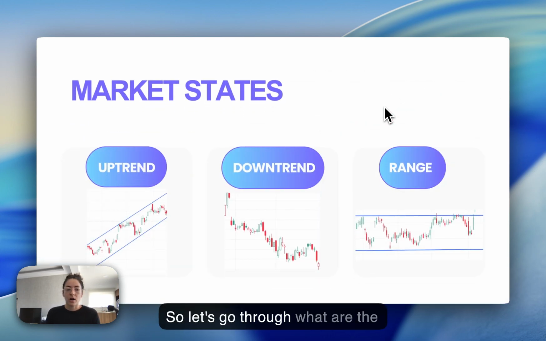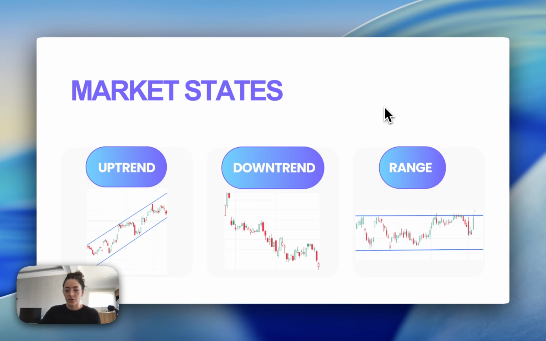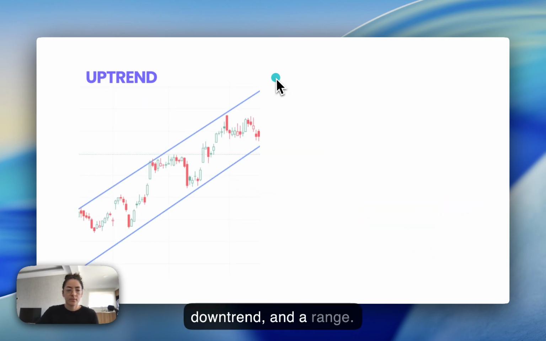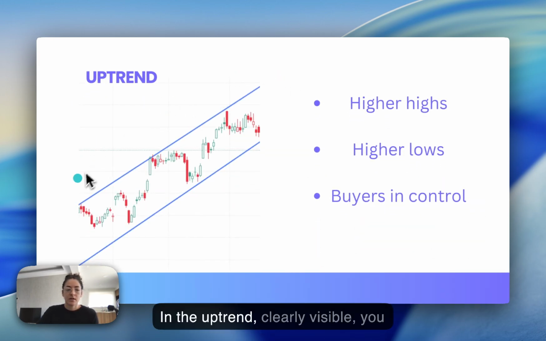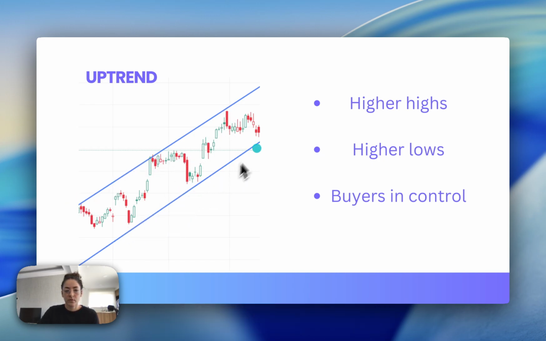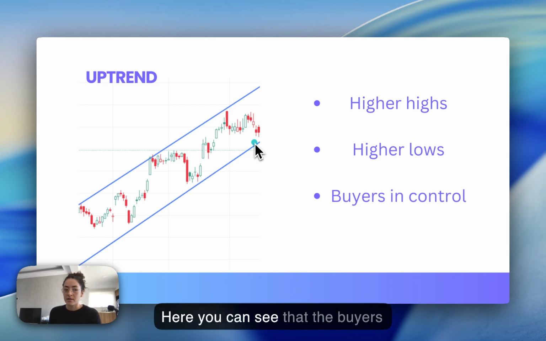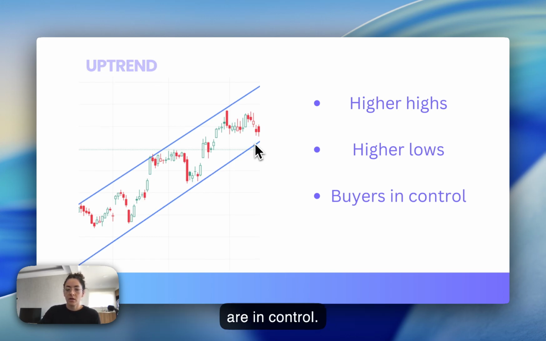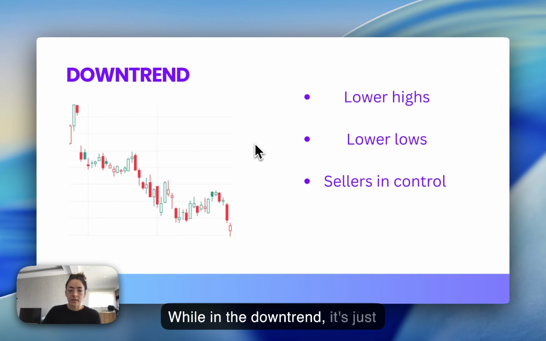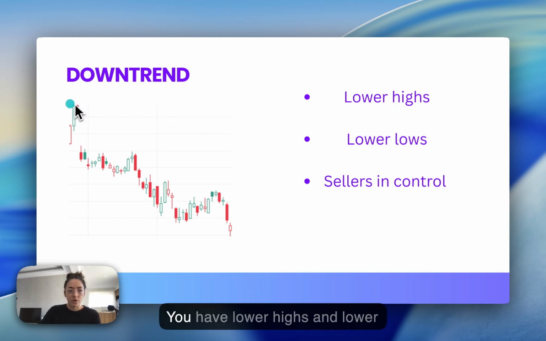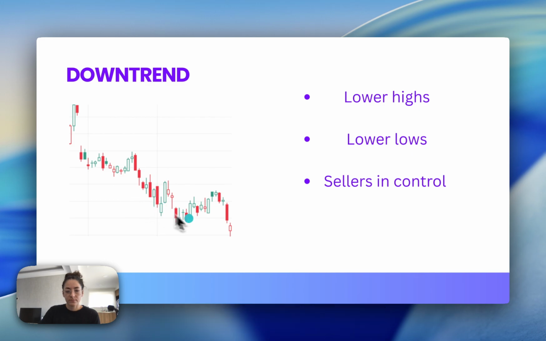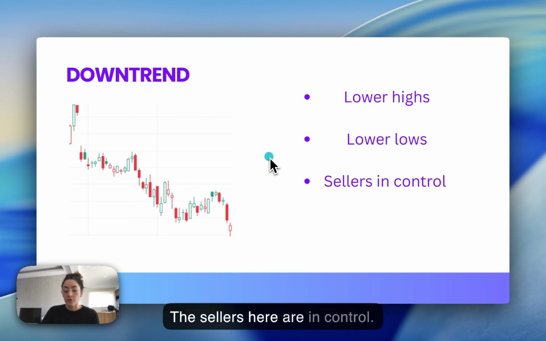So let's go through what are the market states. You have an uptrend, a downtrend, and a range. In the uptrend, clearly visible, you have higher highs and higher lows. Here you can see that the buyers are in control. While in the downtrend, it's just the opposite. You have lower highs and lower lows. The sellers here are in control.